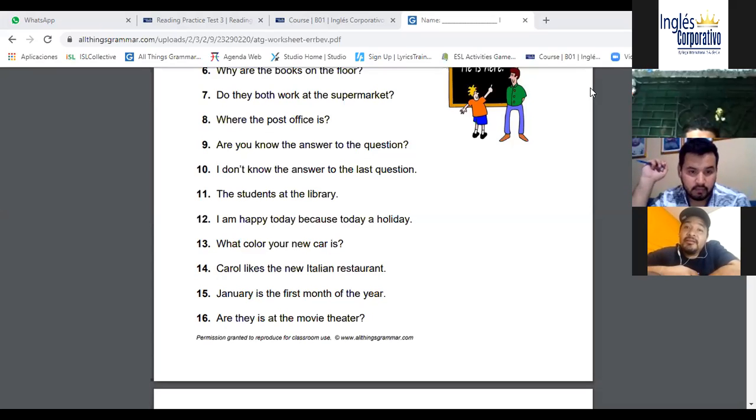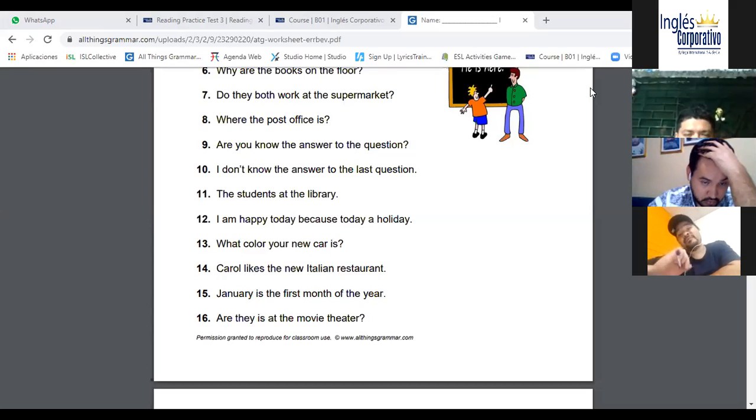Are they is the movie theater? El is creo que se elimina. Are they at movie theater? Are they the movie theater? Yes. Are there? Ay, como es pregunta va al inicio algo. Yes. Are they at the movie theater? Very good.